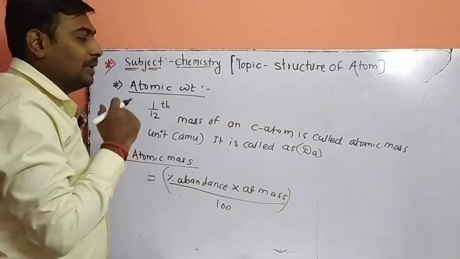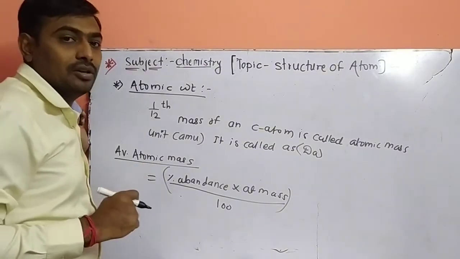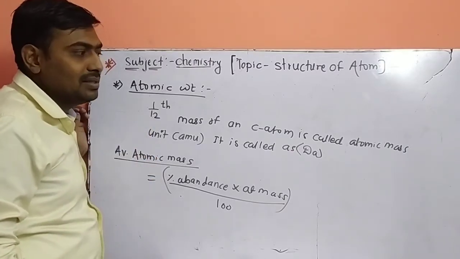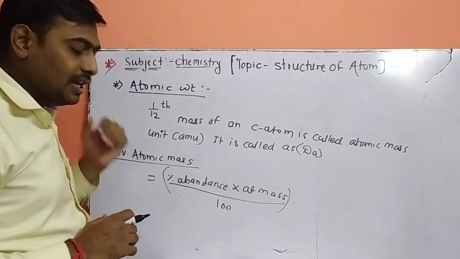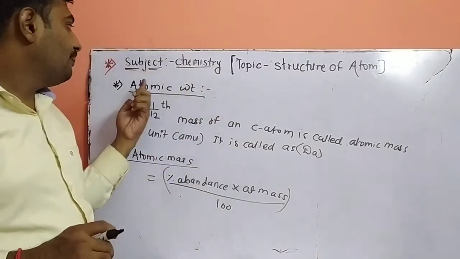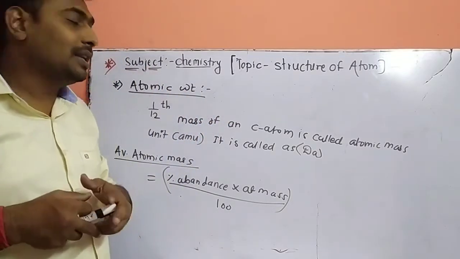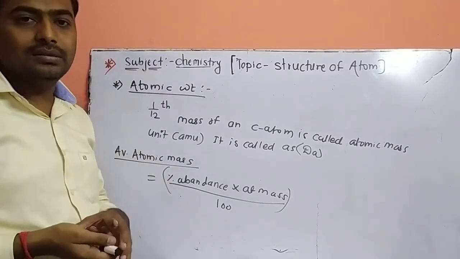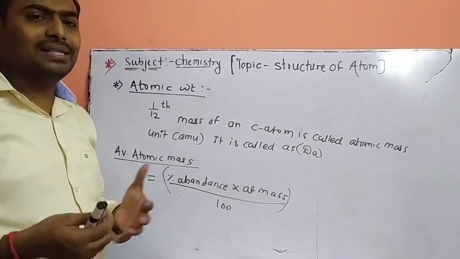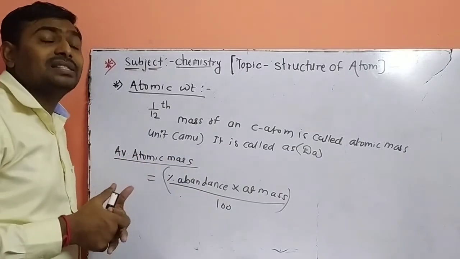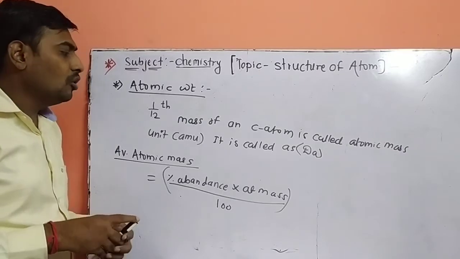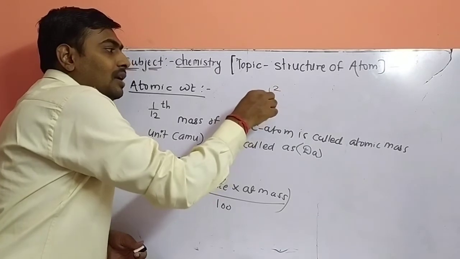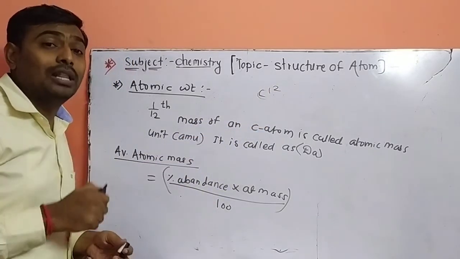Next concept, atomic weight or atomic mass unit, or you may call it Daltons. So what is it? It is 1/12 the mass of a carbon atom. Initially, due to the large number of elements in the periodic table, carbon was taken as a standard element to count the other elements. Carbon is found in the atmosphere in maximum form. So if the mass of carbon is 12, what is the mass of one unit? It is 1/12 unit.